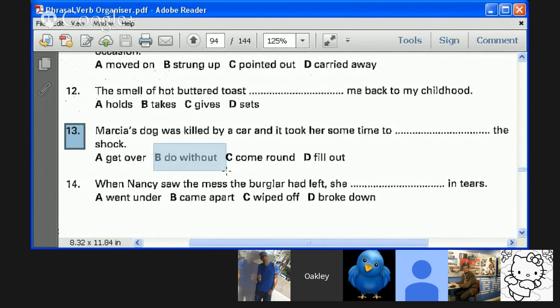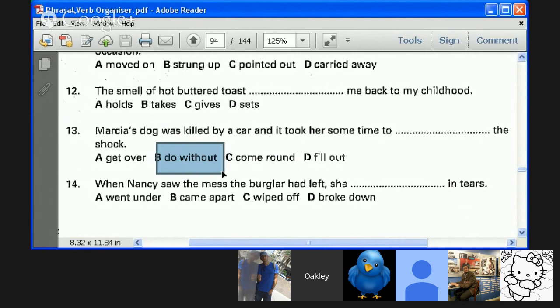If you do without something, you manage without it. You can be without it and still manage to do whatever you've got to do. I can do without cinnamon for my cake. It's okay. I don't need the cinnamon.